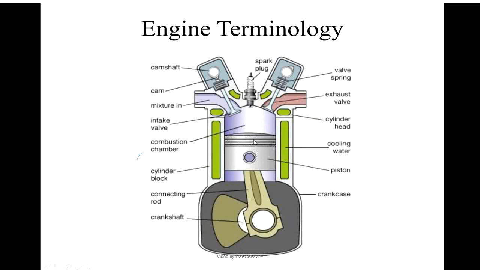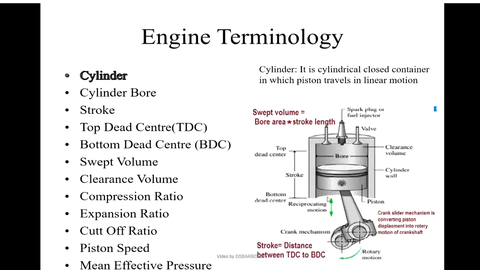Now here we have piston rings, then this one is the cylinder block, this one is the connecting rod, and this one is the crankshaft. Now crankshaft is attached to an output shaft, that is power output shaft. So these are the various engine terminologies. Now this is the overview. We are going to learn each and every term one by one.